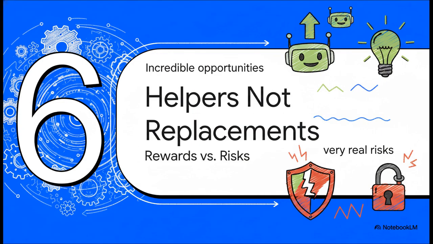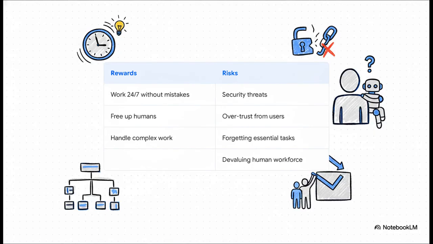Finally, let's just step back for a second and look at the bigger picture. It is so important to approach this kind of powerful technology with a balanced perspective and to understand both the incredible opportunities and the very real risks. The rewards are obviously immense. Agents can work around the clock on all that repetitive stuff, freeing up us humans for more creative, strategic work. But the risks are just as real. We have to think about data security, the danger of just over-trusting what the AI tells us, and of course the potential impact this has on the human workforce.